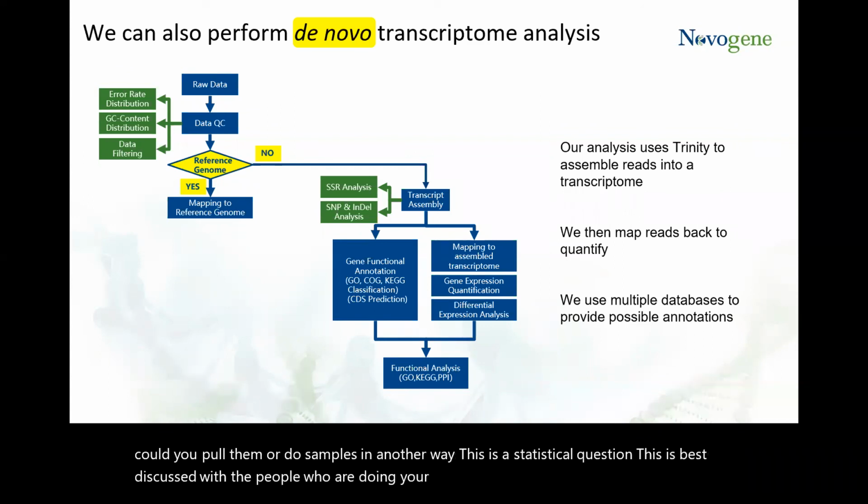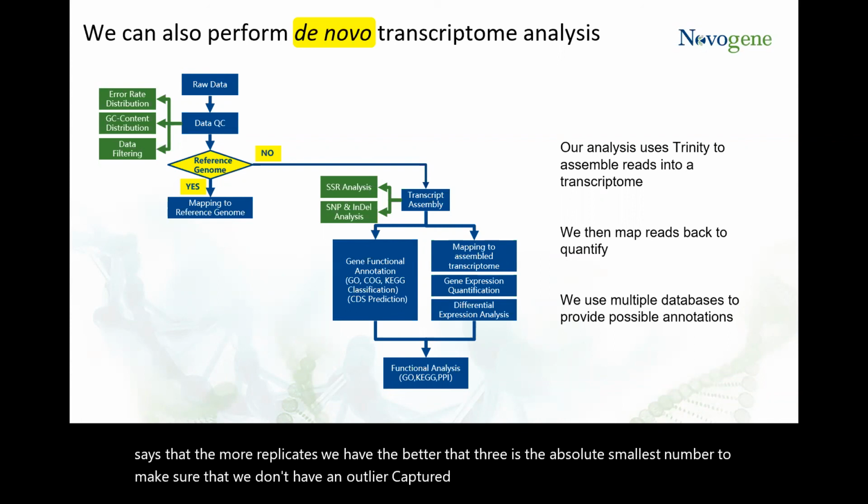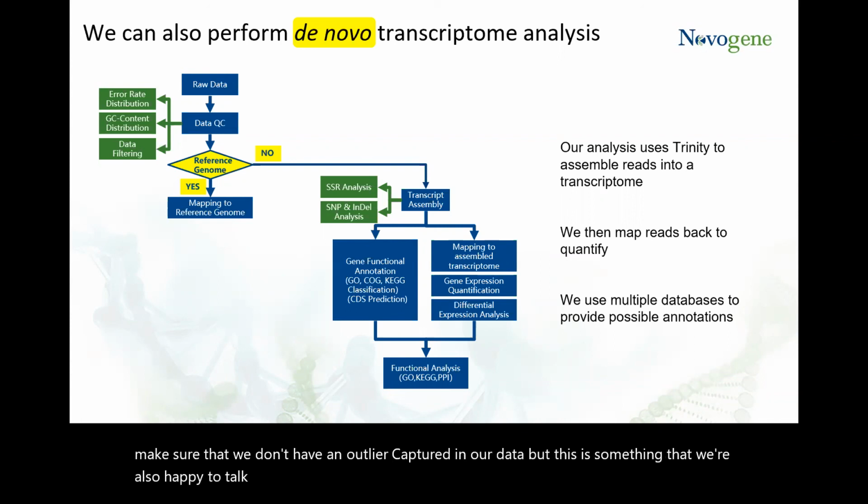My training in population genetics says that the more replicates we have, the better, that 3 is the absolute smallest number to make sure that we don't have an outlier captured in our data. But this is something that we're also happy to talk to you about. Many of our clients can adjust the coverage amount versus the total data amount, and we're able to help.